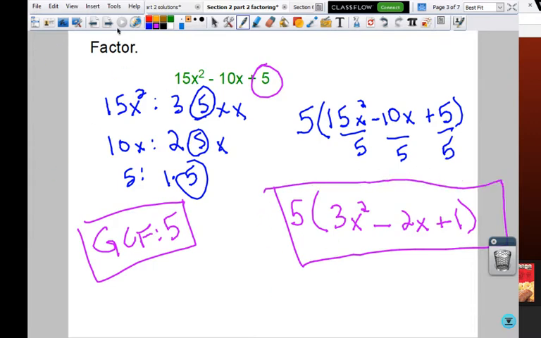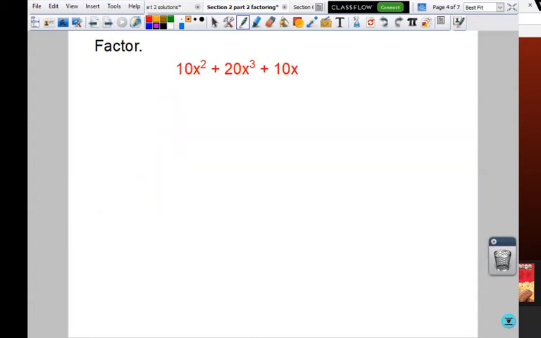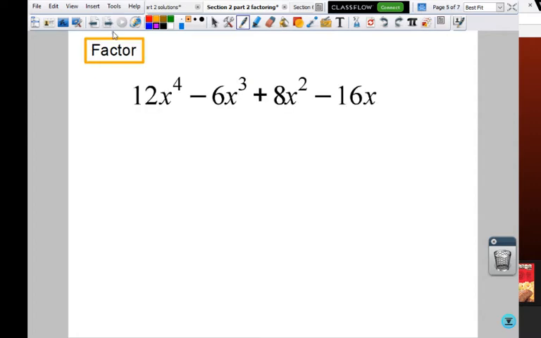Alright. Not too bad so far. I think you guys want to try one on your own? Or do you want to do another one? Let's try one. I want you to factor 12x to the 4th minus 6x cubed plus 8x squared minus 16x.